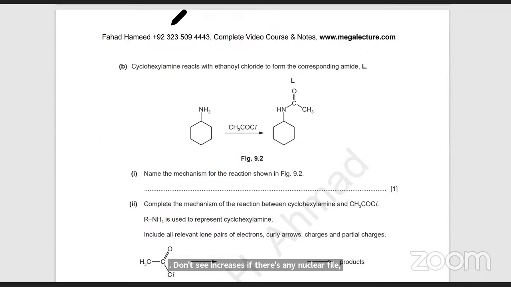अच्छा, अगला part. Cyclohexylamine reacts with ethanoyl chloride to form the corresponding amide L. So, what's the name of the mechanism? Ethanoyl chloride is this thing. It's CH3, C double bond O, and Cl. Now, just now OH था उसी तरह NH2 भी है, and it has lone pairs, right? The carbon is positive. So acyl chlorides only have one mechanism, which is nucleophilic addition elimination.